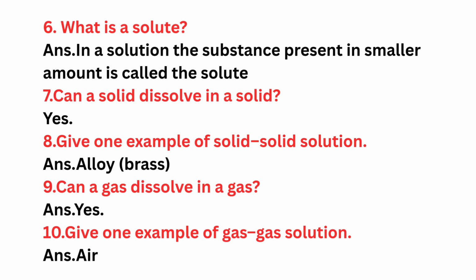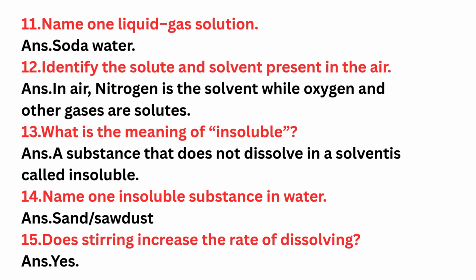Question number 10, give one example of gas-gas solution. Answer, air. Question number 11, name one liquid-gas solution. Answer, soda water. Question number 12, identify the solute and solvent present in the air. Answer, in air, nitrogen is a solvent while oxygen and other gases are solutes. Question number 13, what is the meaning of insoluble? Answer, a substance that does not dissolve in a solvent is called insoluble.